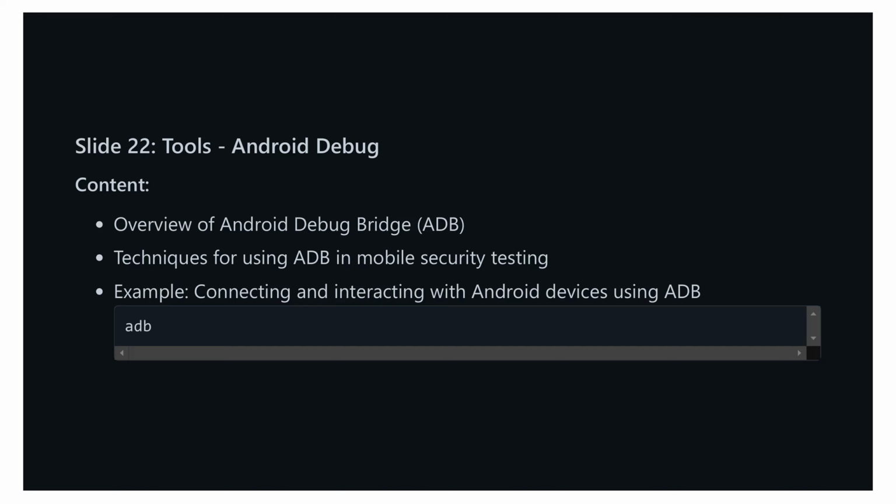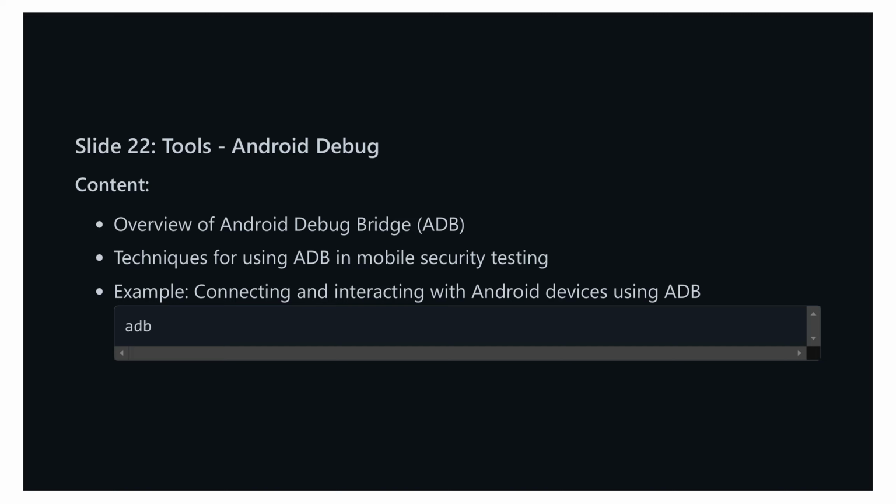It provides a variety of functions, such as installing and debugging apps, accessing the Unix shell on a device, and viewing logs. When it comes to techniques for using ADB in mobile security testing, there are several key methods you should be familiar with. These include pulling and pushing files to and from the device, running shell commands to gather system information, and accessing restricted areas of the file system for deeper analysis.